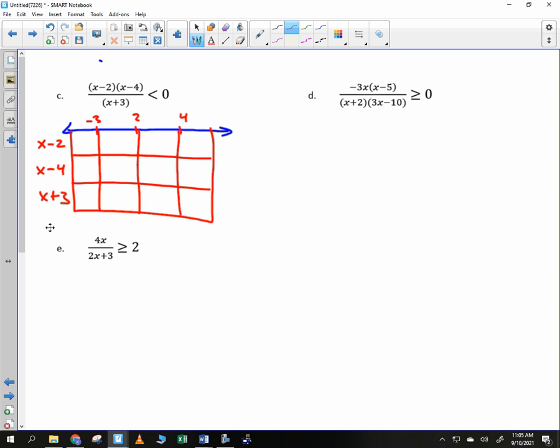Patty, what's a number to the left of -3 you'd like to plug in? -4 minus 2, positive or negative? Negative. -4 minus 4. Negative. -4 plus 3. Do 3 negatives make a positive or a negative? So we just determined that this area up here will produce a negative.